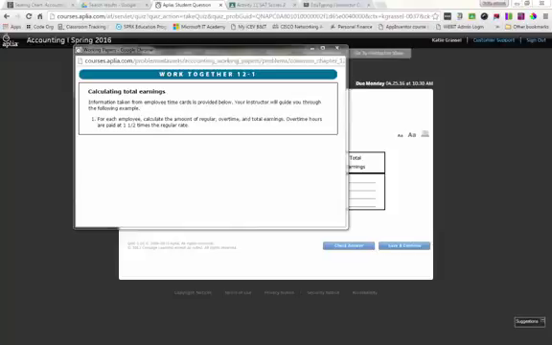Our instructions for Work Together 12-1. The information from the employee time cards is provided. Your instructor will guide you through the following example. For each employee, calculate the amount of regular, overtime, and total earnings. It does say that overtime earnings are paid at 1.5 times the regular rate.